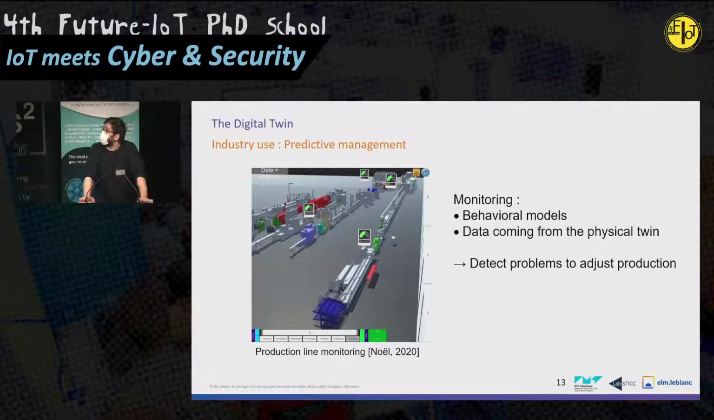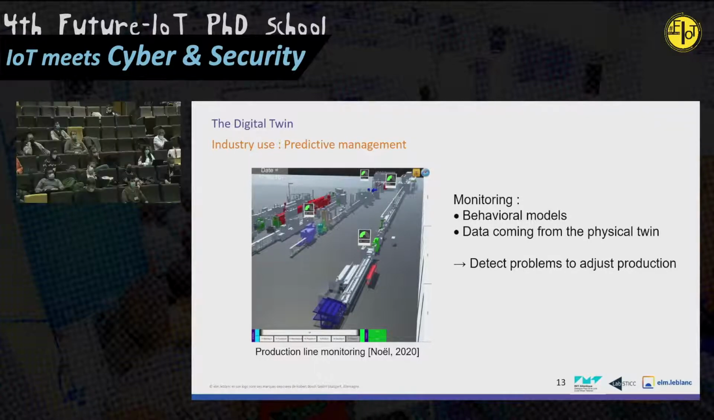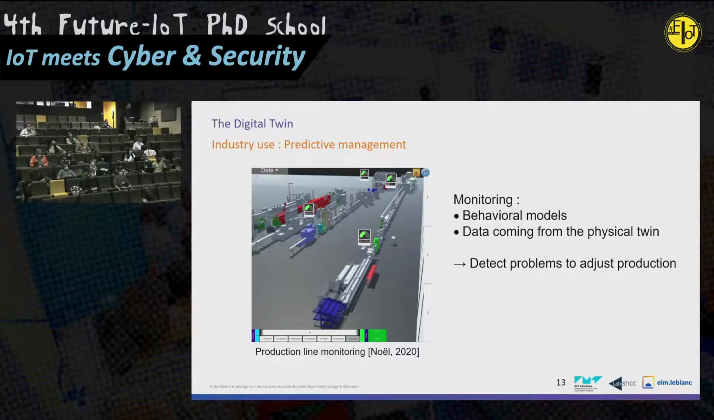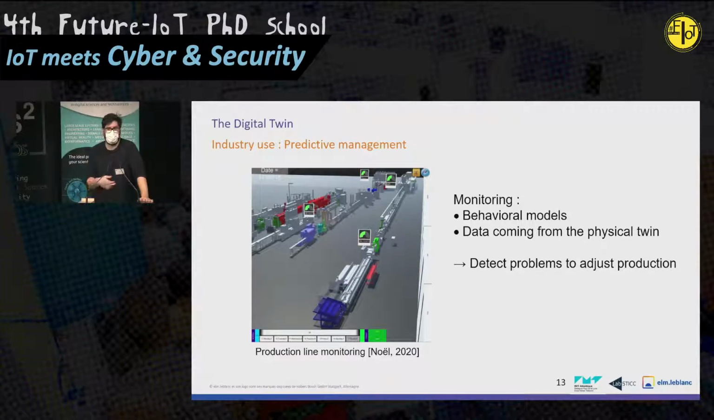So we can use the digital twin to monitor a total assembly line, for example, and then again we will use the behavioral models and the data coming from the physical twin. So it will be used to detect problems, to adjust production, or just to know where we are in the production. For example, usually we have production orders for 1 day. For example, we have to produce 60 boilers. With the digital twin and the data coming from the physical twin, we know every time how many boilers we produce.